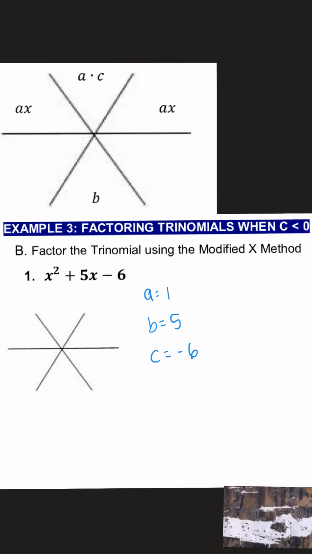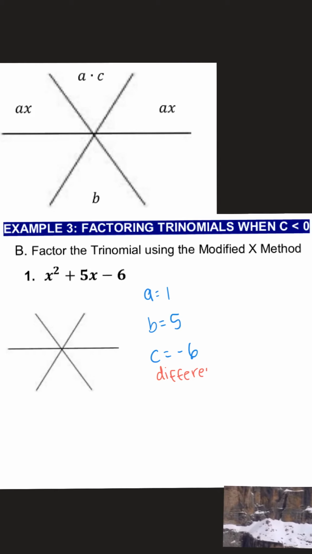And since c is negative, we are going to be looking for a difference, meaning numbers that subtract. Meaning we're going to have one positive and one negative. So if we have a negative c, we look for a difference, and we have different signs. That's how I remember it.